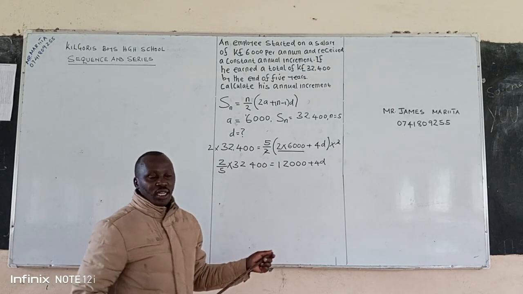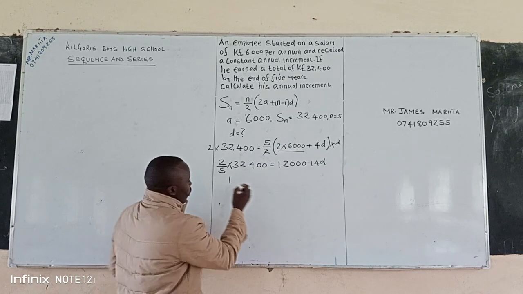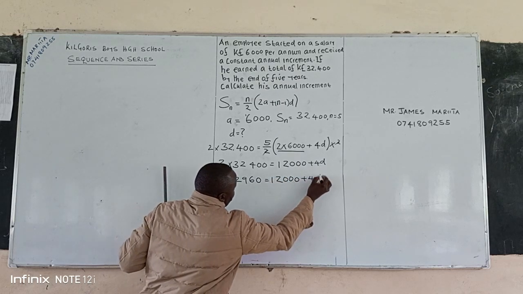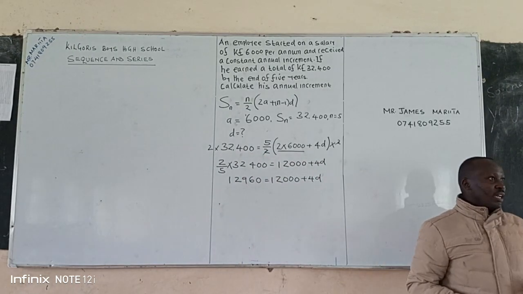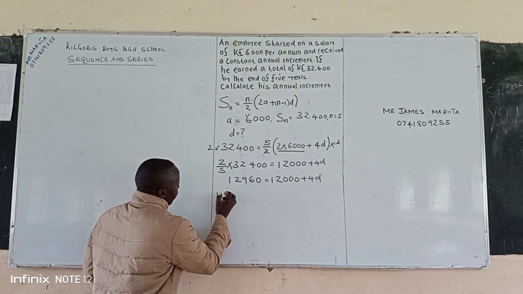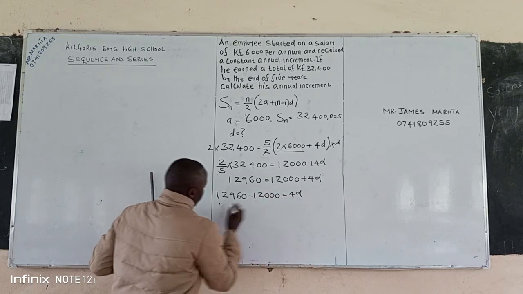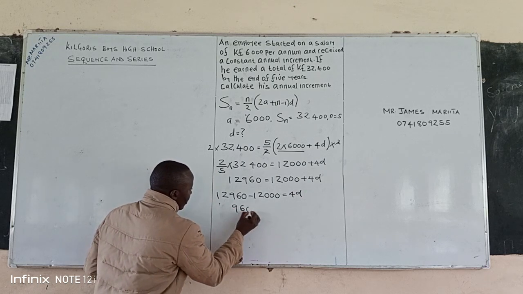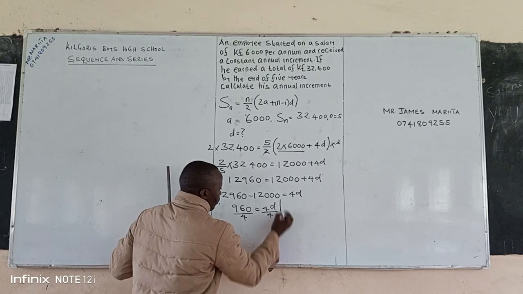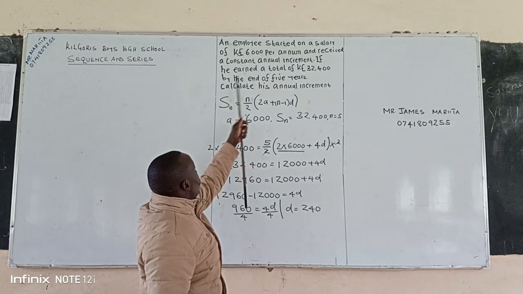So we can make d the subject of the formula. 12,960 is equal to 12,000 plus 4d. At this point we put the like terms together and solve for d. 12,960 minus 12,000 is equal to 4d, which gives us 960 equals 4d. We divide by 4, and therefore the value of d is 240.